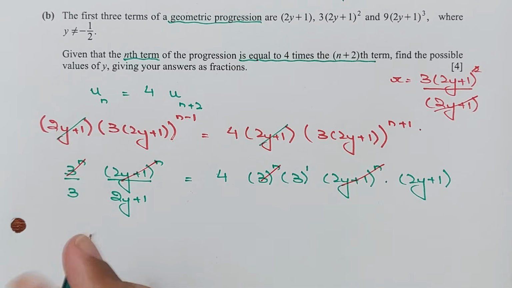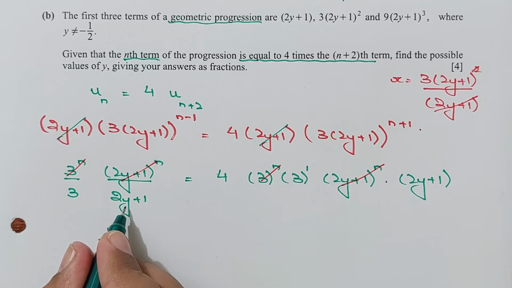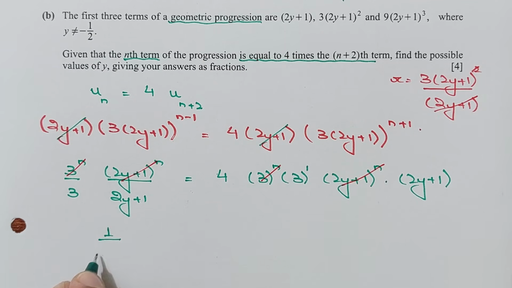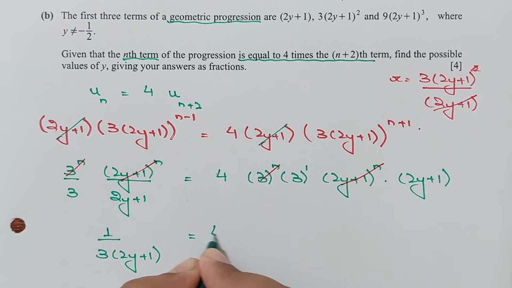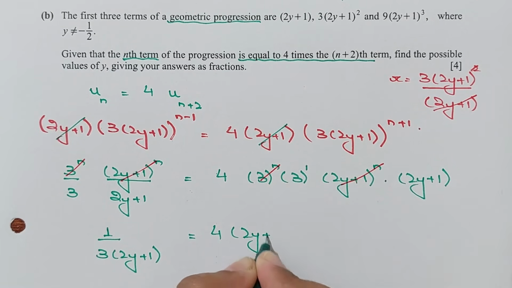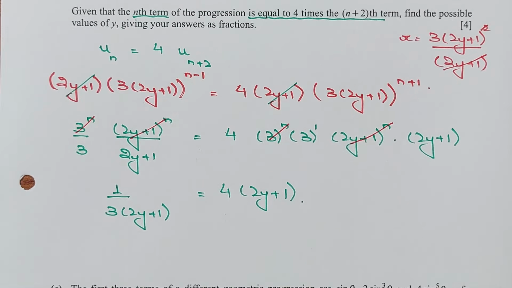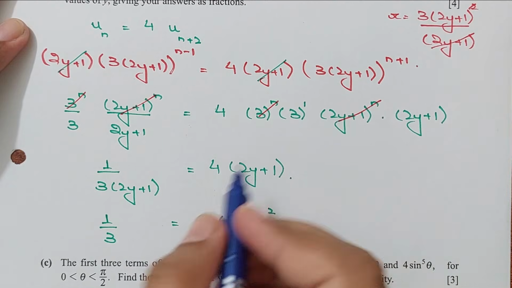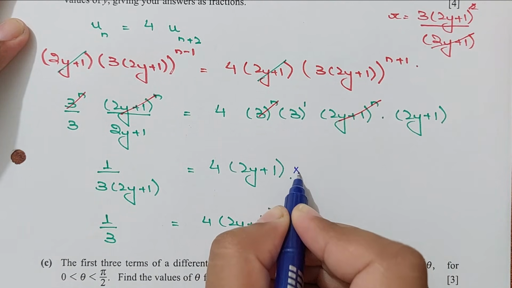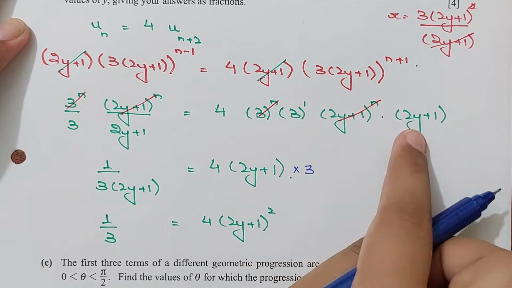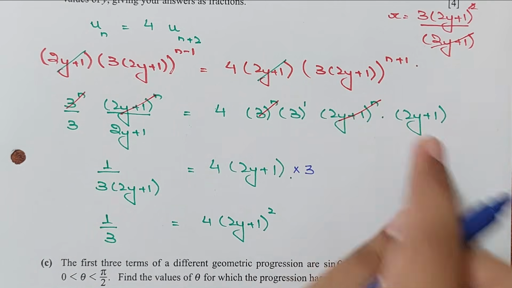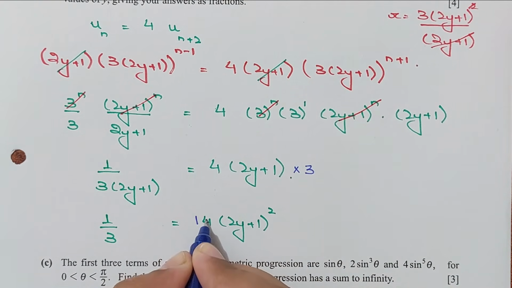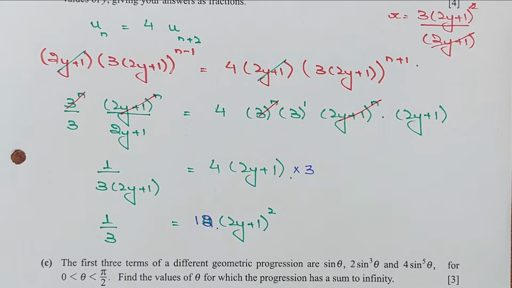Now let me simplify. We have 1 over 3 times 2, okay, 3 into 2y plus 1 equals 4 into 2y plus 1, right? We have to solve for y. There is 3 as well, so we have to times it by 3. 4, 3, and y, 2y plus 1. So 4 times 3 is 12. 12 is over here.